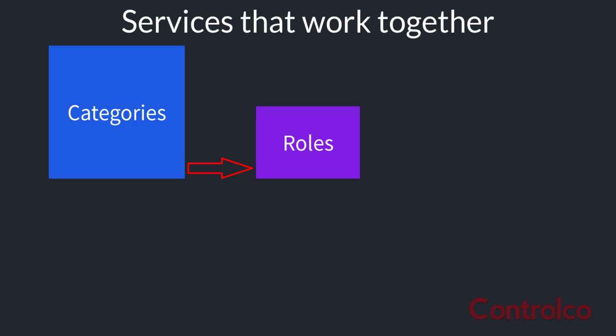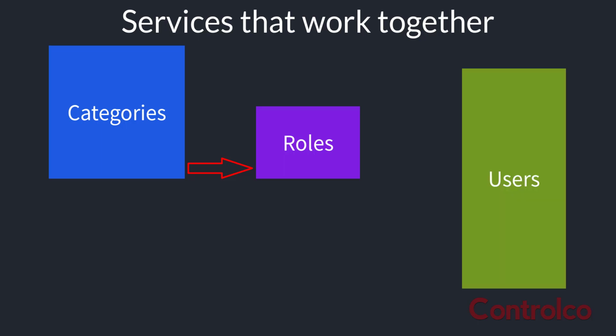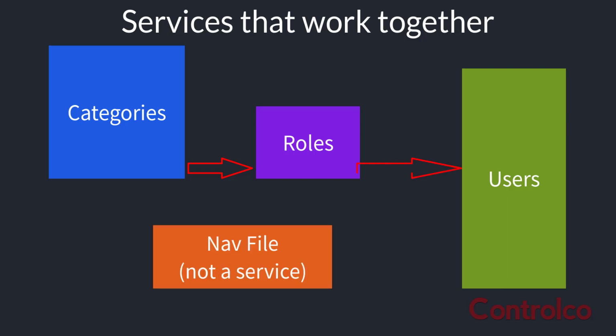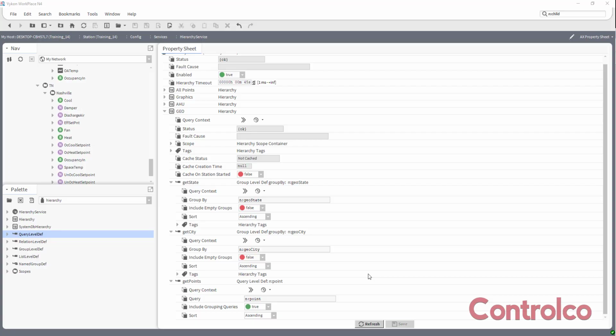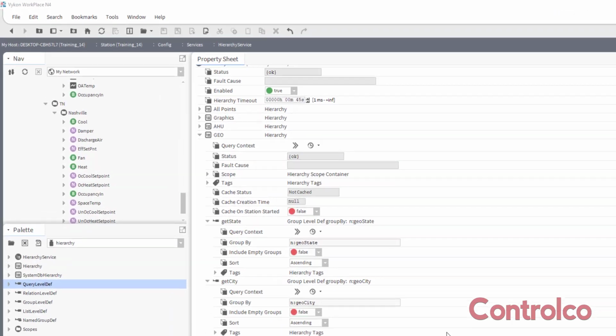Then we create users and we assign roles to those users. Finally, we're going to create a navigation file or a nav file so that our users can have a home page when they log into a browser. I'm going to start with the category service.